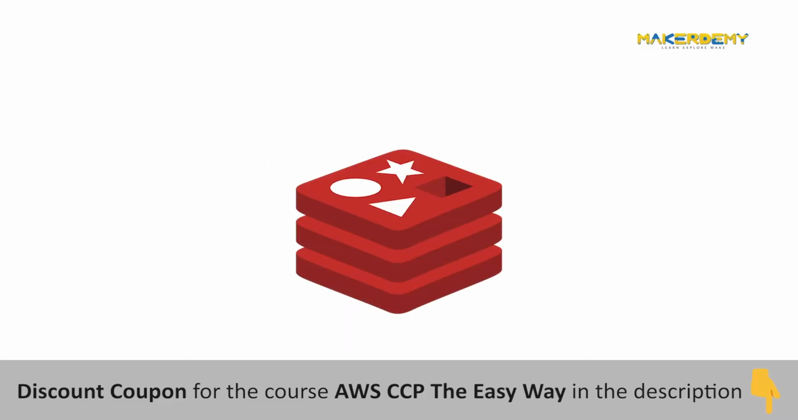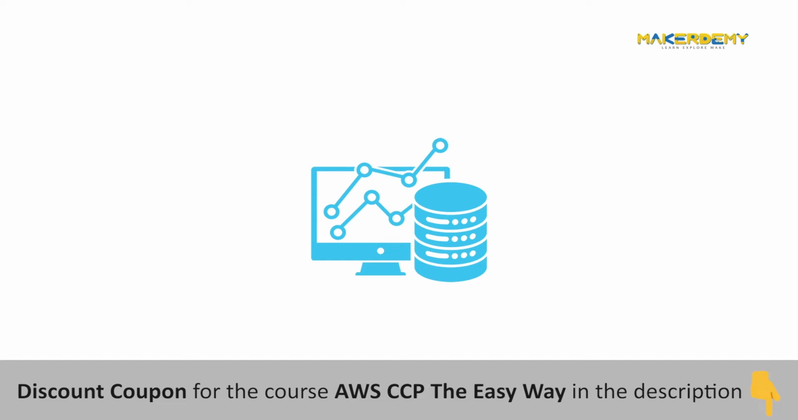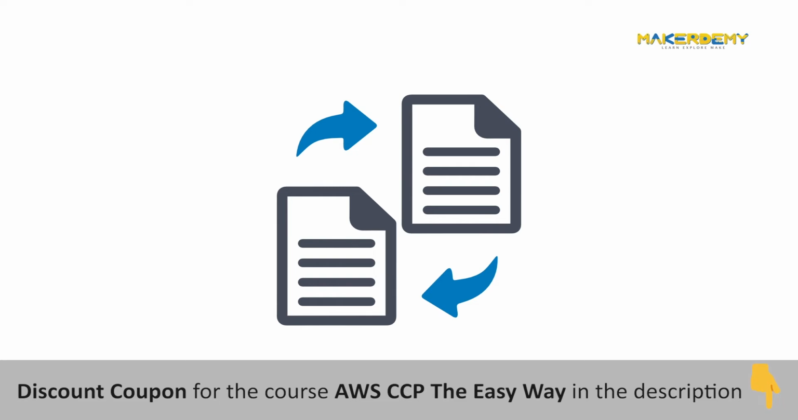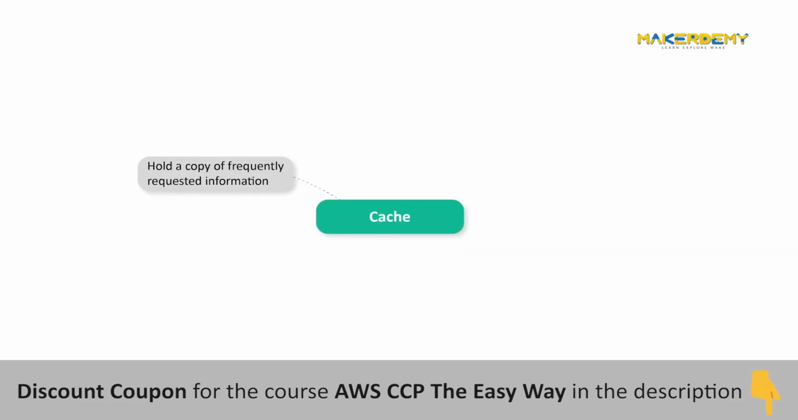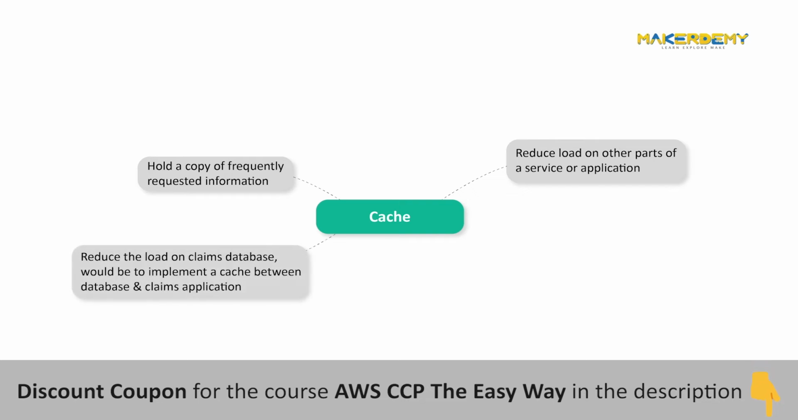Let's just delve into the differences between a cache and a permanent data store so we are clear on the distinctions. The purpose of a cache is generally to act as a fast access copy of data that is being read a lot. So, lots of read requests. A cache will hold a copy of frequently requested information as a way to reduce load on other parts of a service or application. To reduce the load on our claims database would be to implement a cache between the database and the claims application. A cache is ideal for holding frequently requested data, so the web application does not need to read those components from our permanent data store.